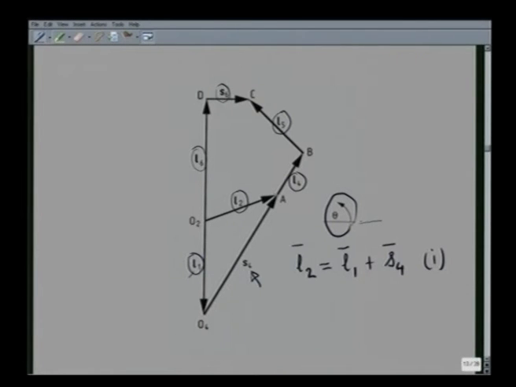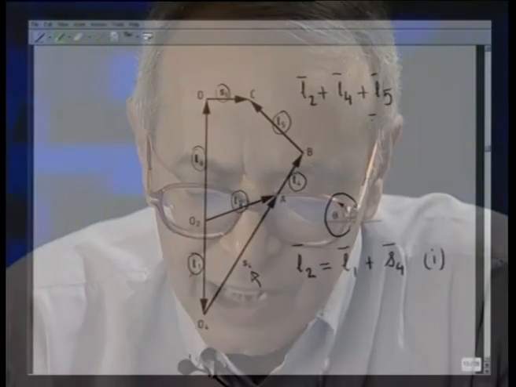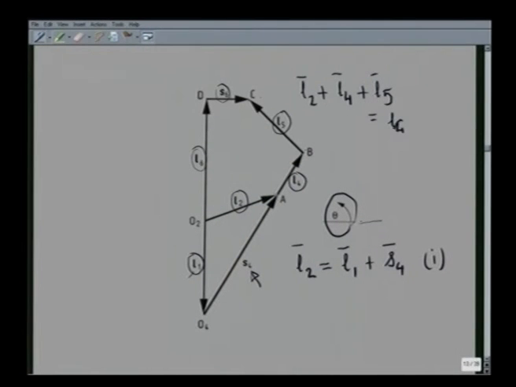I can have another closed loop, namely O2ABCDO2. There is an independent loop, and corresponding to this independent loop I can write L2 plus L4 plus L5 is equal to L6 plus S6. So, this is a second vector equation.